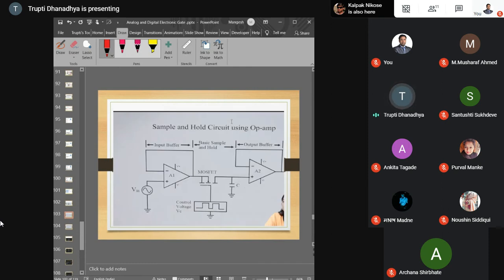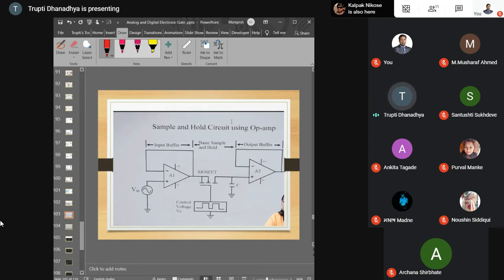Next is the sample and hold circuit using an op-amp. Of course, the op-amp is coming into the picture, and here we are using two op-amps. One is the input buffer, and one is the output buffer. The input and output buffers are combined by using one switch. The input buffer is used to load the capacitor, but the output buffer cannot load the capacitor.